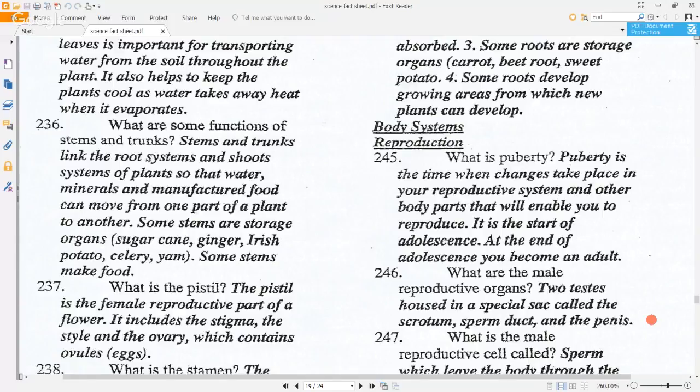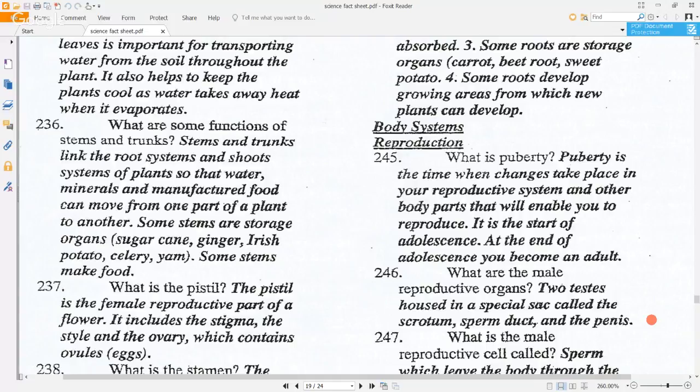What is puberty? Puberty is a time when changes take place in your reproductive system and other body parts that will enable you to reproduce. It is the start of adolescence. At the end of adolescence, you become an adult.